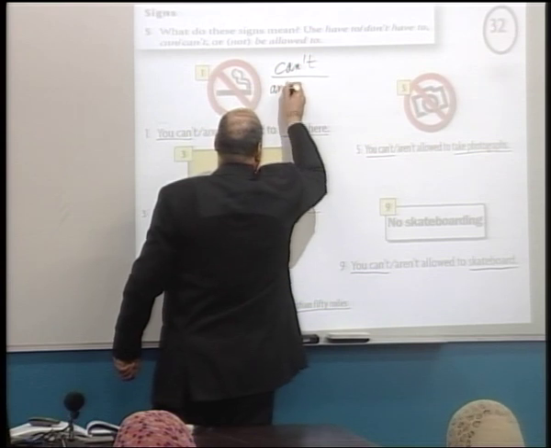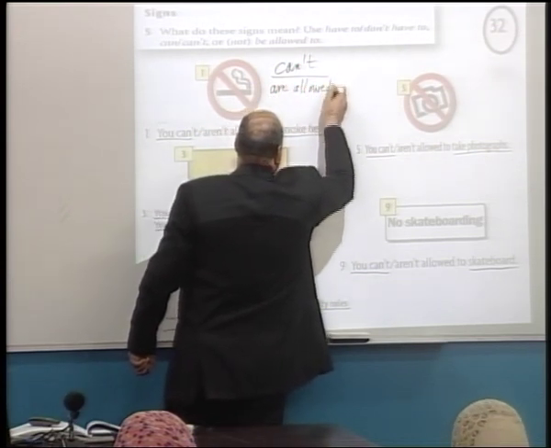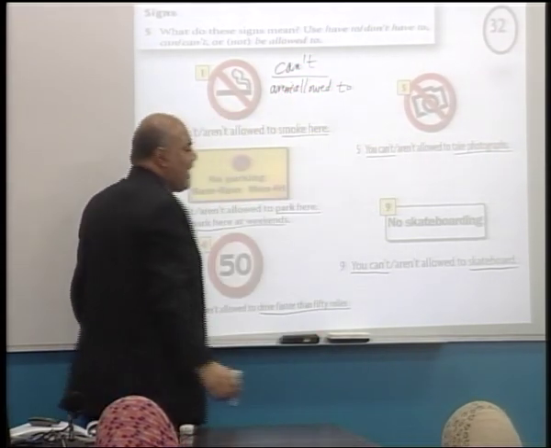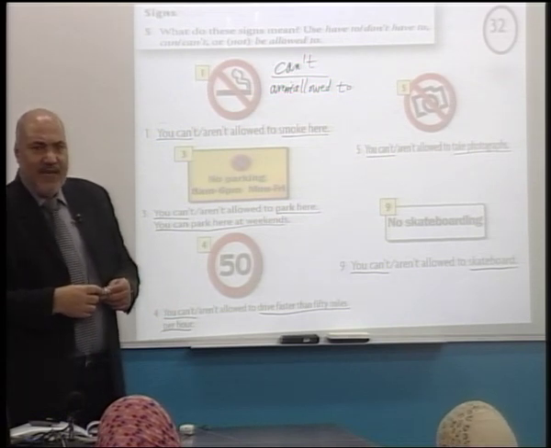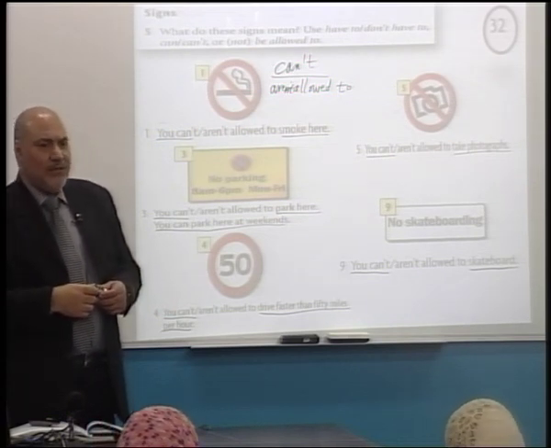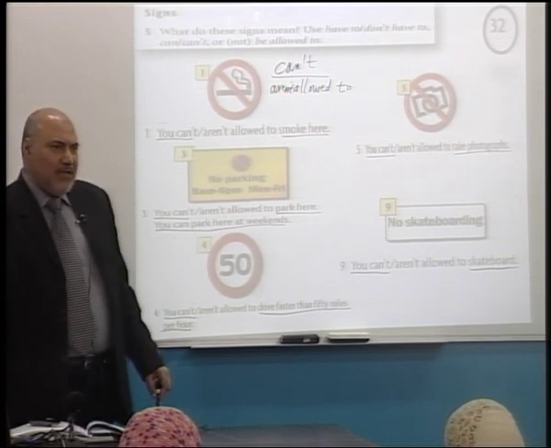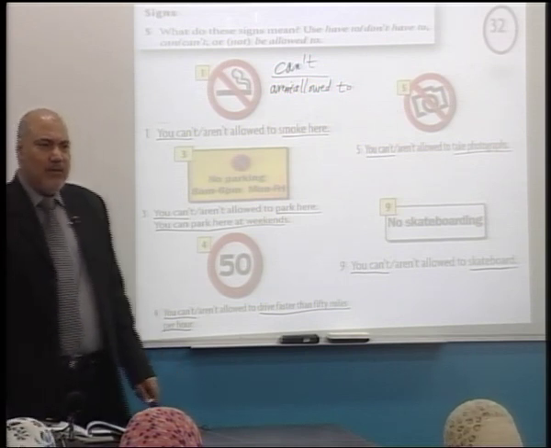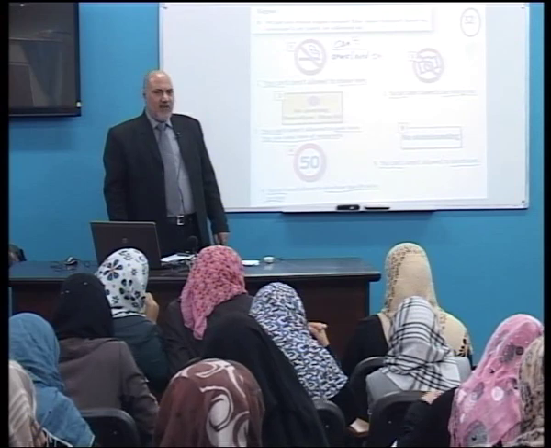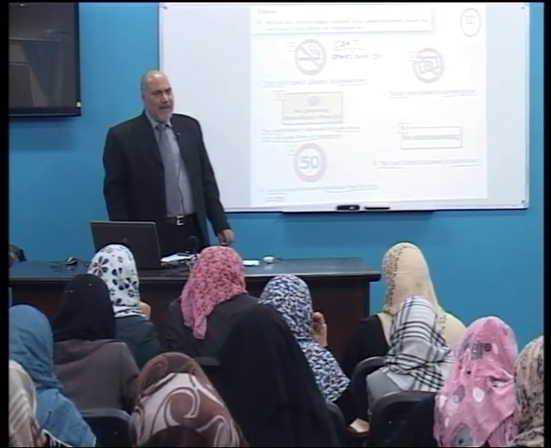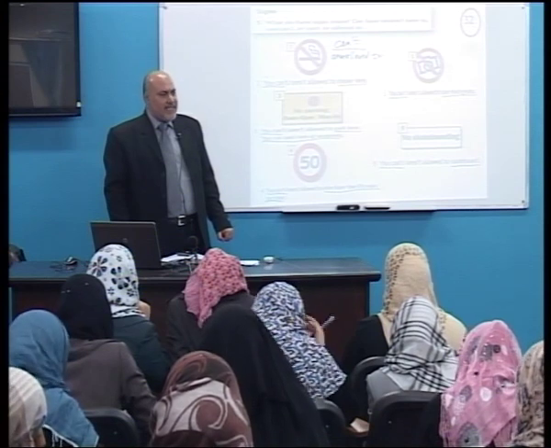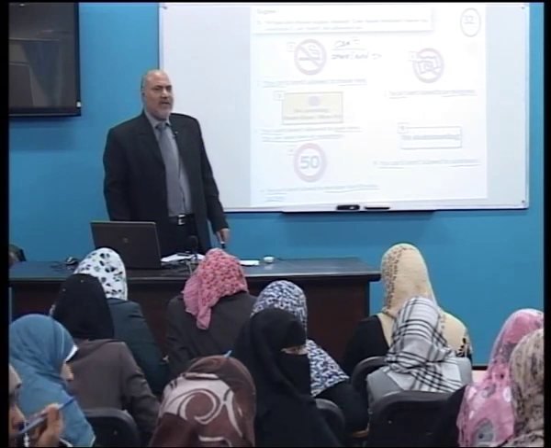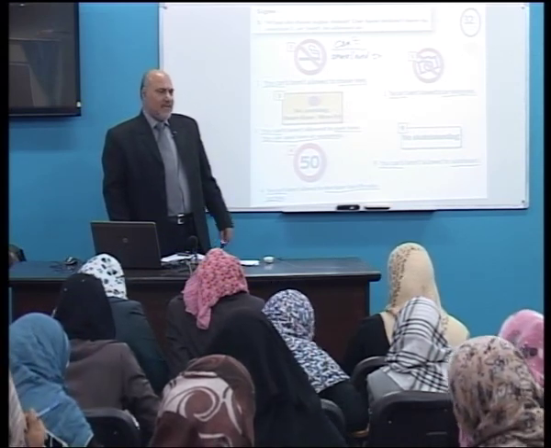So we can use can't and are allowed to. If it's negative, aren't allowed to. If it's positive, can, and are allowed to. If the subject is singular, we use is. If it is I, we use am. I am allowed to. He is allowed to. They are allowed to. In the negative, I'm not allowed to. He isn't allowed to. They aren't allowed to. You aren't allowed to. So we can use can and can't easier.